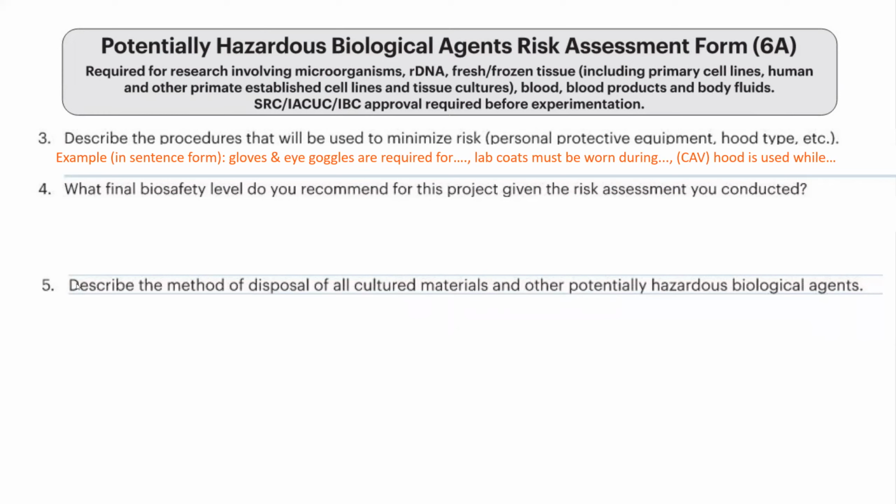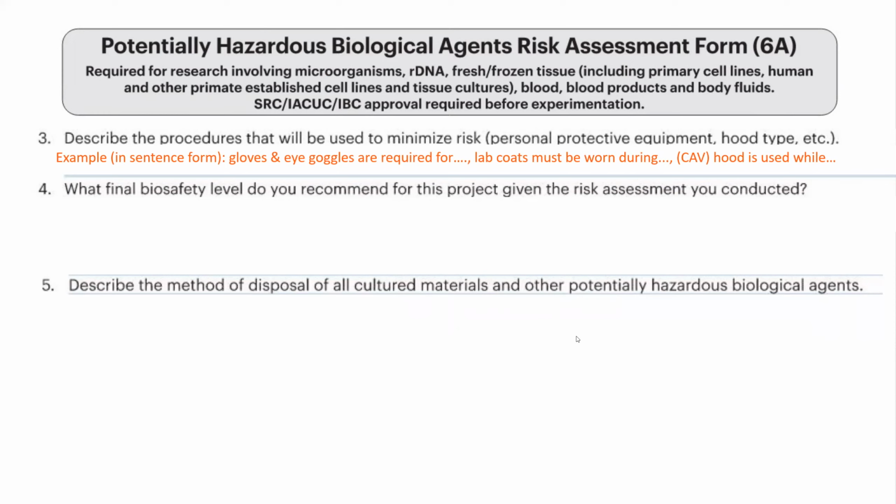Examples include gloves and eye goggles are required for... Lab coats must be worn during... CAV hood is used while, etc. Question 4. What final biosafety level do you recommend for this project given the risk assessment conducted?